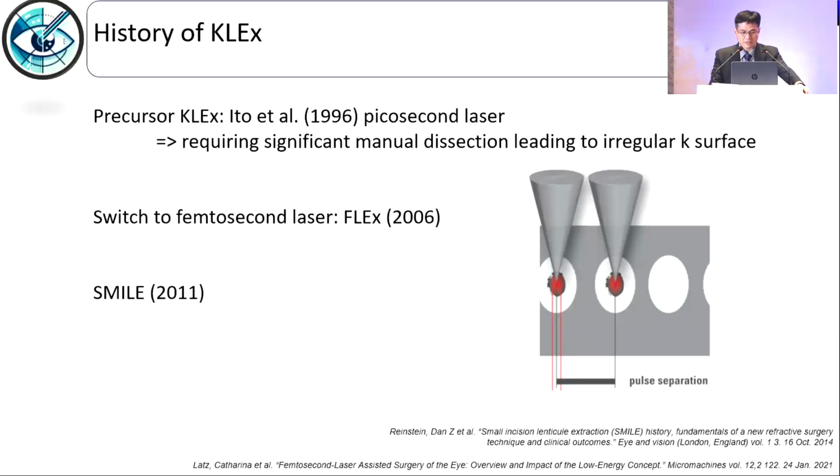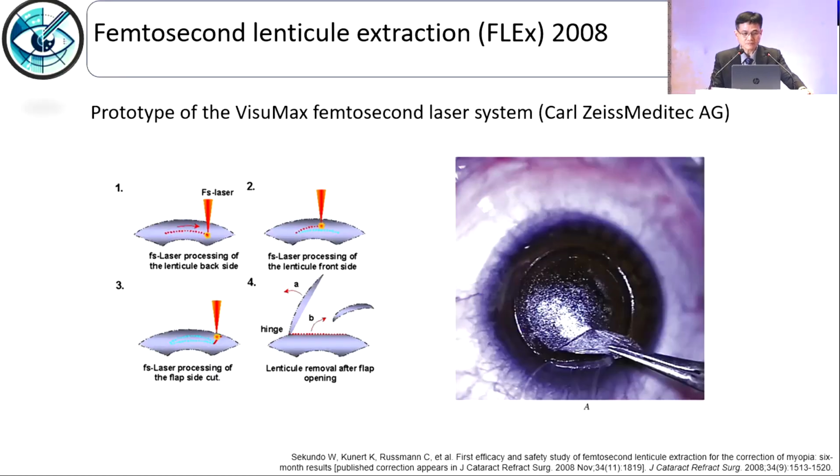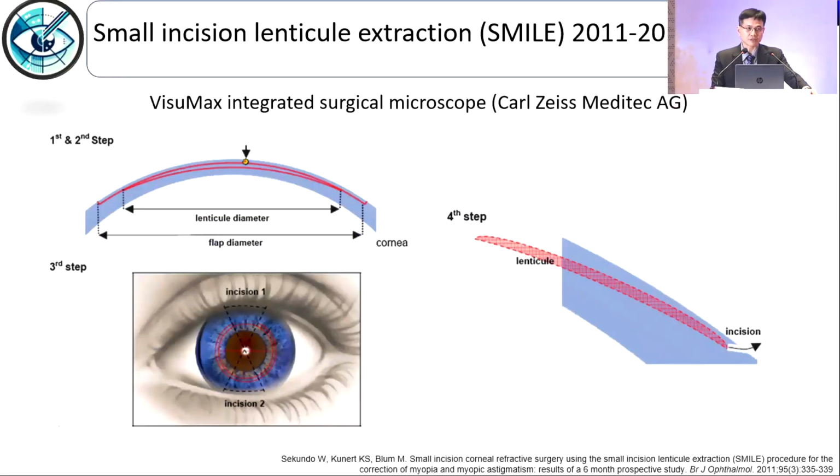The difference between the FLEx and the SMILE procedure lies in the corneal wound they created. In 2011, the SMILE procedure came to the market with a very small corneal wound. This is the prototype of the VisuMax femtosecond laser system. We first create the back surface of the lenticule, followed by the anterior surface and the side cut, and then open the wound to take off the lenticule. The difference between the prototype and the later SMILE procedure lies in the very small wound, just 2 to 3 millimeters, so we can take the lenticule out easily and smoothly within the corneal stroma.